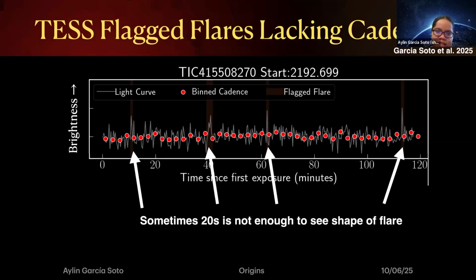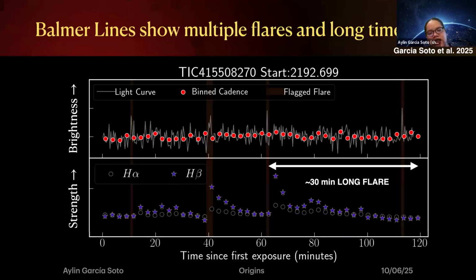I would like to say that 20 seconds is not enough for a flare sometimes, because these are just a few dots. You can see it because it stands out of the plot, but if I had done a scatter, you can tell it's a single dot that's being represented. And if we have the same plot for this one, you see that now the flares are very, very clear in the spectra rather than TESS.